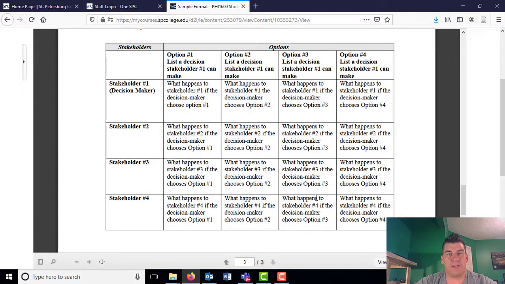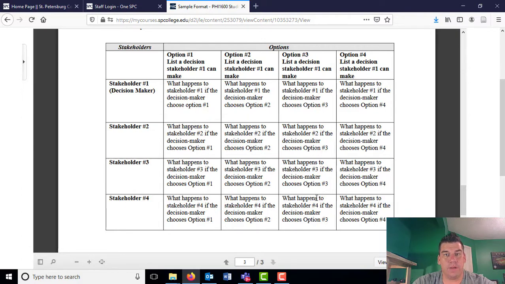Now, when you're identifying your stakeholders, remember, each stakeholder can be one person. It can be multiple people if they're connected in some way. It could be a group, like a company or something. So just think about who's involved and how they play together to go into the stakeholders chart.